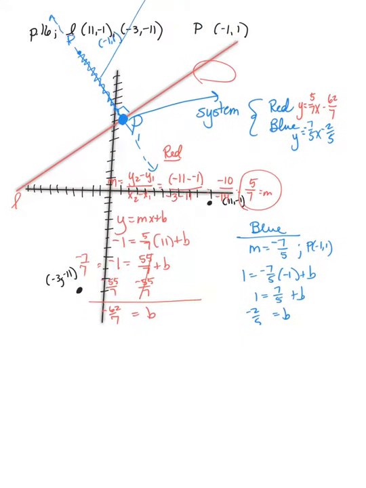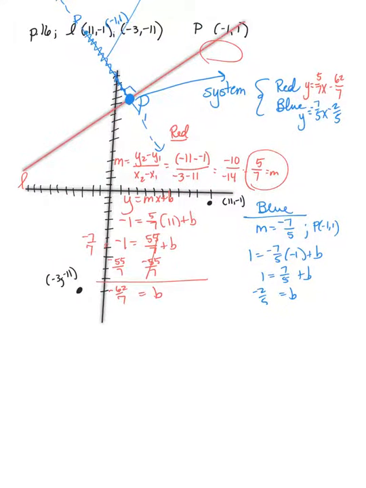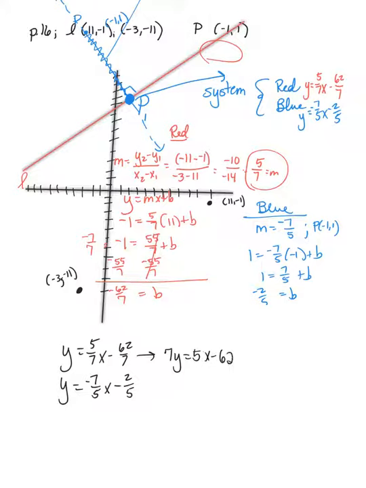I'll bring it back down later, but I want to solve my system, okay? So my system is y equals 5/7 x minus 62/7, and y equals negative 7/5 x minus 2/5. Would you like to get rid of the fractions before we solve the system? Okay, so we'll multiply this through by 7, and we'll multiply this through by 5. That looks better. It's not beautiful, but it does look better.